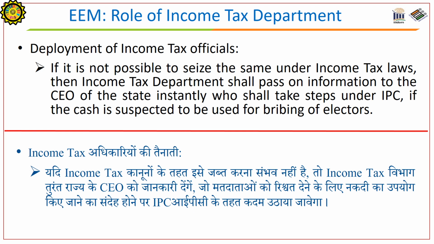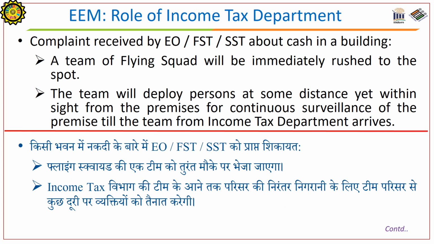If it is not possible to seize the same under IT law, then Income Tax Department shall pass on the information to the CEO of the state instantly, who shall take steps under the IPC if the cash is suspected to be used for the bribing of electors.